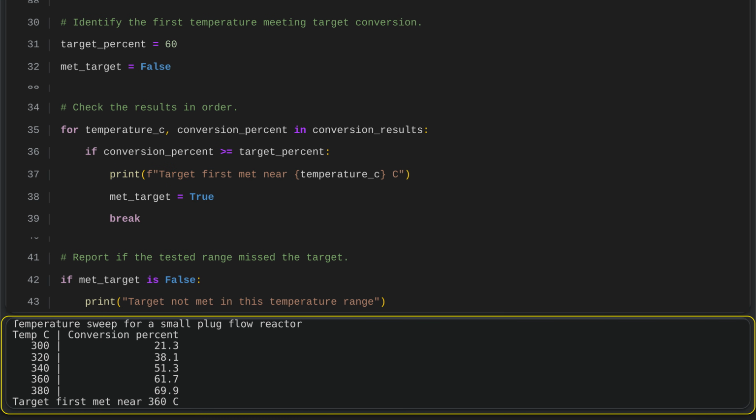The script models a temperature sweep for a plug flow reactor to see how conversion changes from 300 to 380 degrees Celsius. At each temperature, it calculates the reaction rate constant, estimates the conversion percentage, and reports the results in a simple temperature versus conversion summary. It then checks whether the process reaches at least 60% conversion and identifies the first temperature that meets the target, or reports that none do. This helps evaluate how temperature affects reactor performance and supports choosing suitable operating conditions.